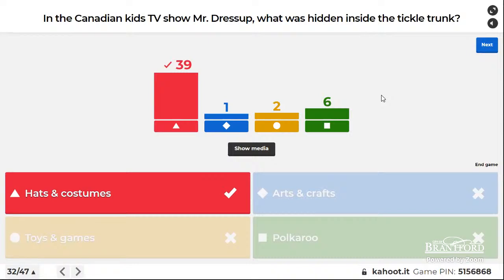So yes, looks like most of you got the answer correct for that one. The name of the show, Mr. Dress-Up, is a clue here. It was hats and costumes. Pokeroo, though, as much as we do love Pokeroo, Pokeroo is from Polka Dot Door, not from Mr. Dress-Up.